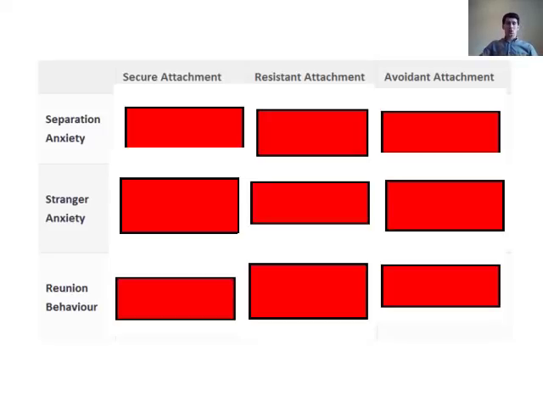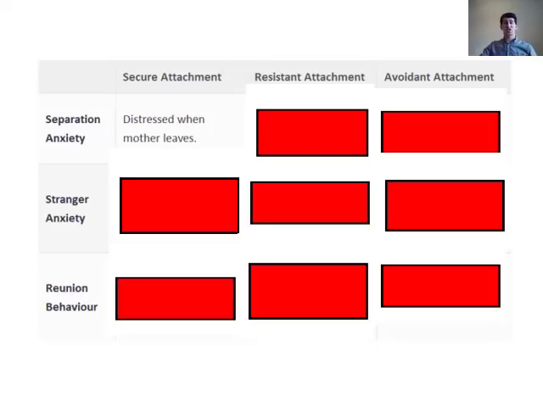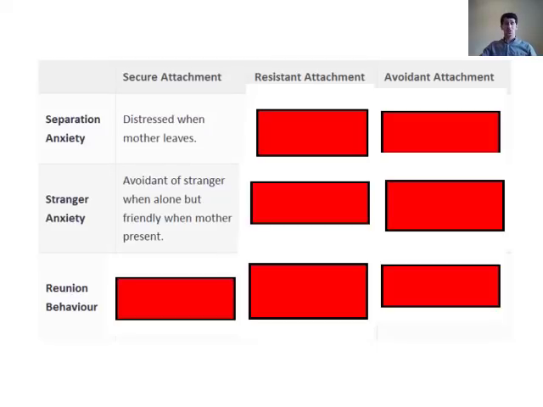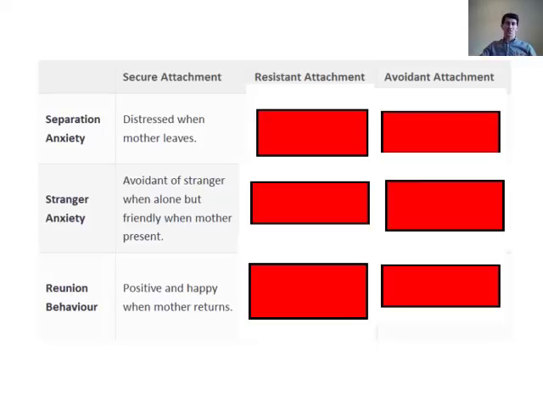So if we look at a secure child first, then we might look at separation anxiety. They're distressed when the mother leaves. Stranger anxiety: they're avoidant of the stranger when they're alone with them, but they're friendly with the stranger when the mother is in the room. And reunion behaviour: they're positive, they're happy when the mother returns, they'll go and hug and cuddle them.